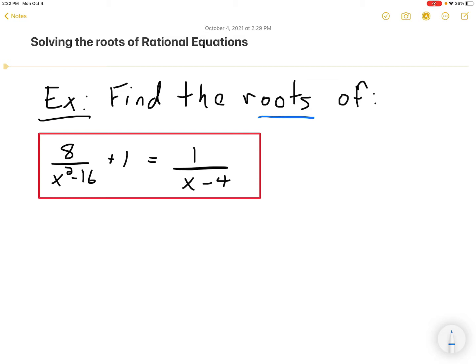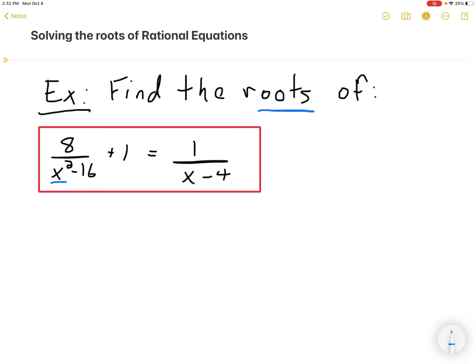Let's say I have an example over here where I want to find the roots of this rational equation. It's 8 over x squared minus 16 plus 1 is equal to 1 over x minus 4. Now usually when you see an x squared like we see over here, you know that at one point in time you're going to use a quadratic formula. But that's usually what we're going to do towards the end. So the way I like to approach this is to do it in steps.